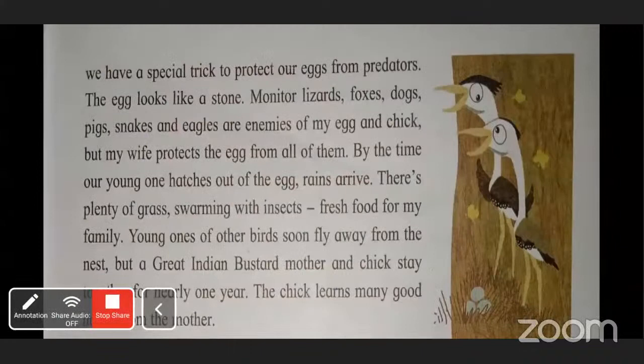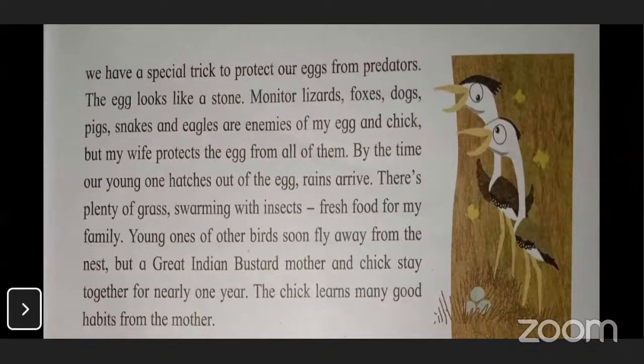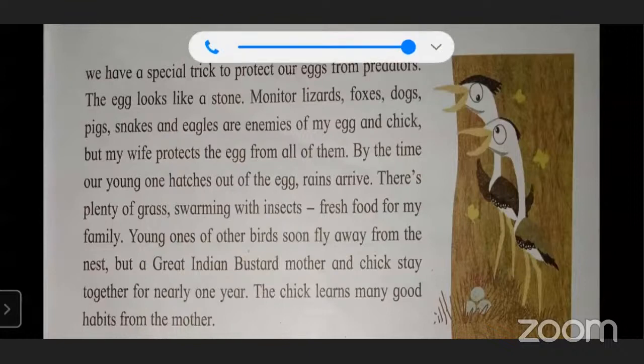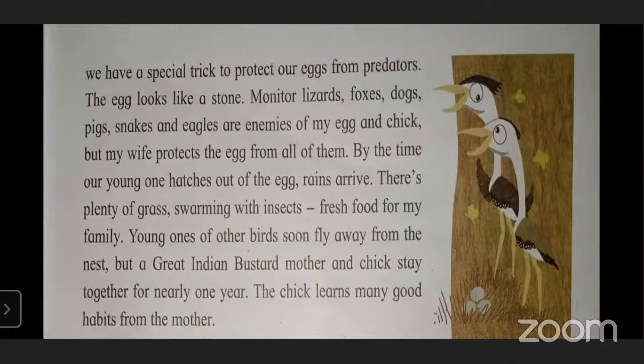So we have a special trick. We have a special trick to protect our eggs from predators. What do you mean by predators? It means enemies. Who are the enemies of the little bustards that are in the eggs? They have a special trick to protect their eggs.